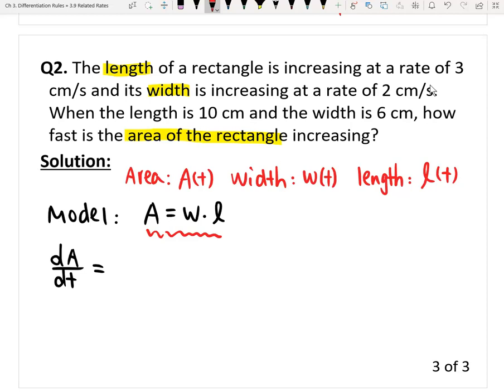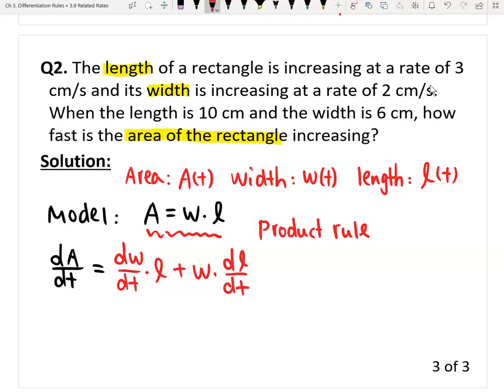This is a product, right? So we have to use what? Product rule. Okay, be careful here. We have to use the product rule of differentiation. So now first take the derivative, which is dW/dt, times L, plus W times dL/dt. Can you see this is the product rule? Okay, it's good.